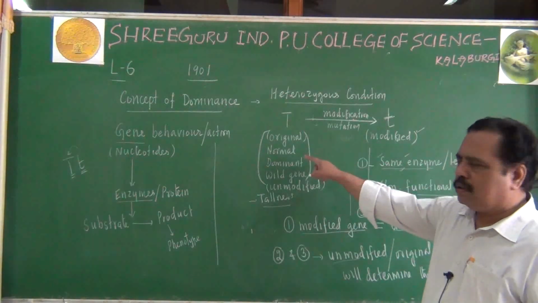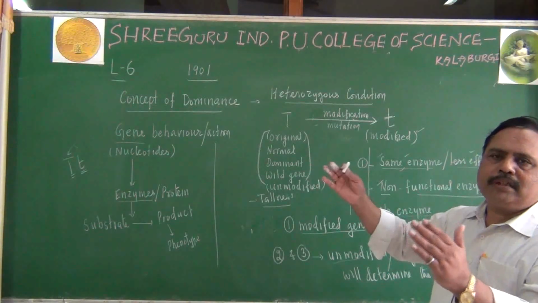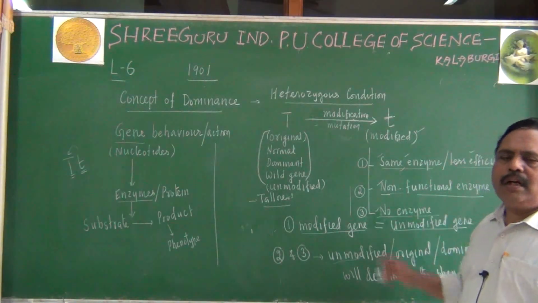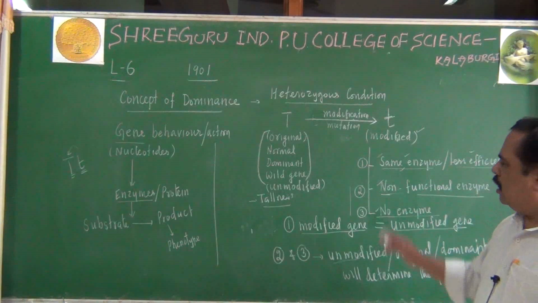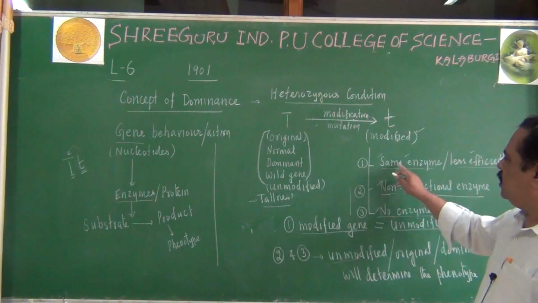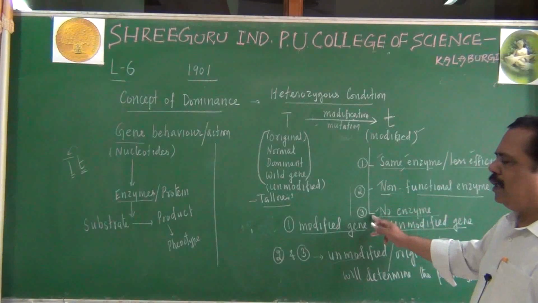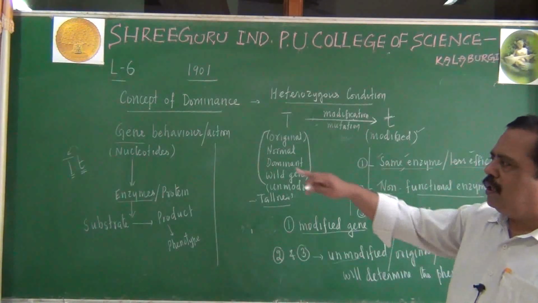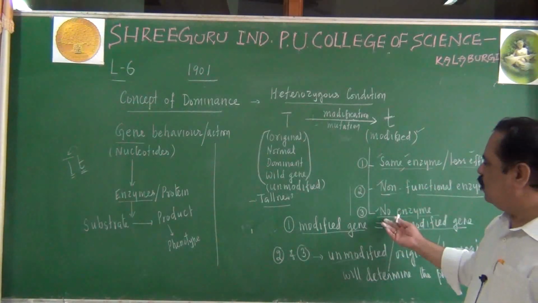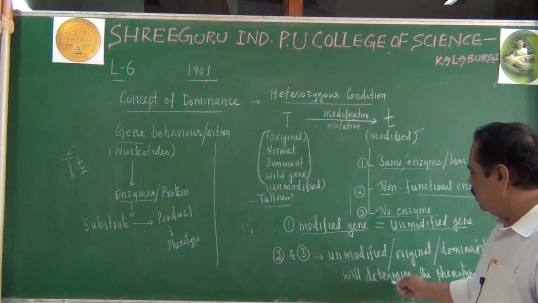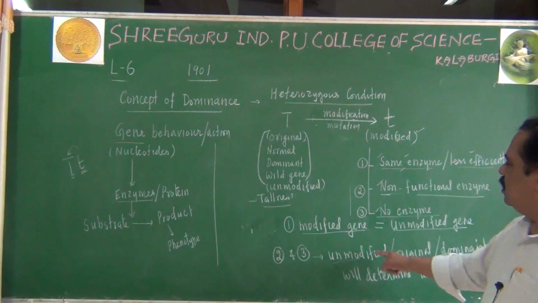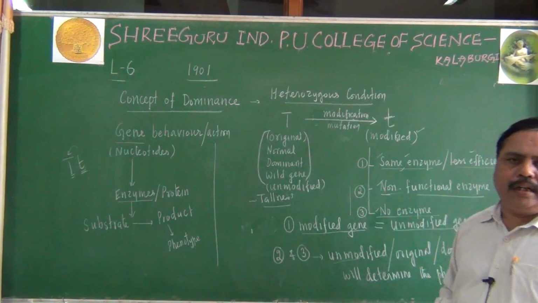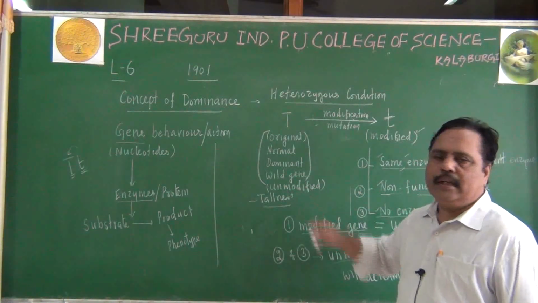Either it will behave like capital T itself, because it depends on the degree of modification, or it may not produce a functional enzyme, or it may not produce any enzyme or product at all, or produce a non-functional product or the same product. When such a thing happens, the phenotype will vary. The individual will get both capital T and small t, but small t is non-effective, which means the phenotype is determined by the unmodified allele. This is the modified allele, that is the unmodified allele, the original allele, which can be called the wild gene.